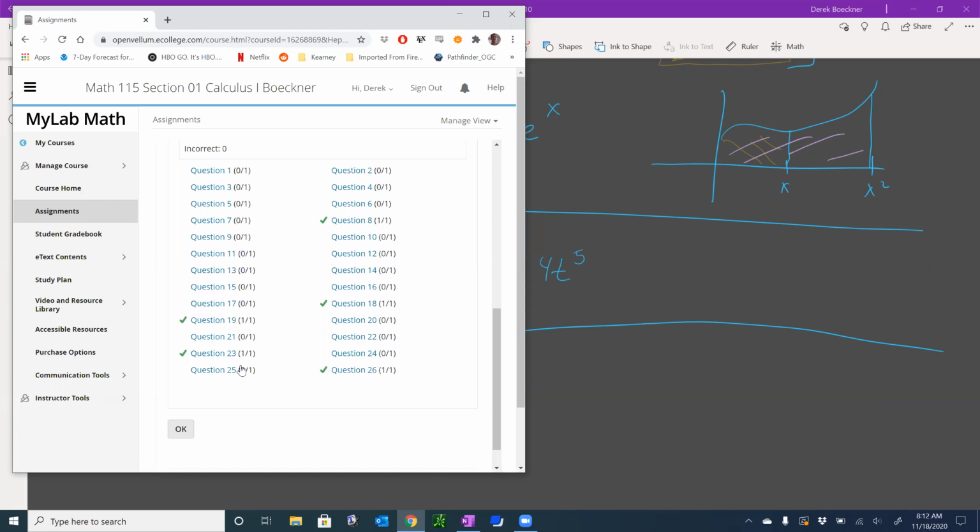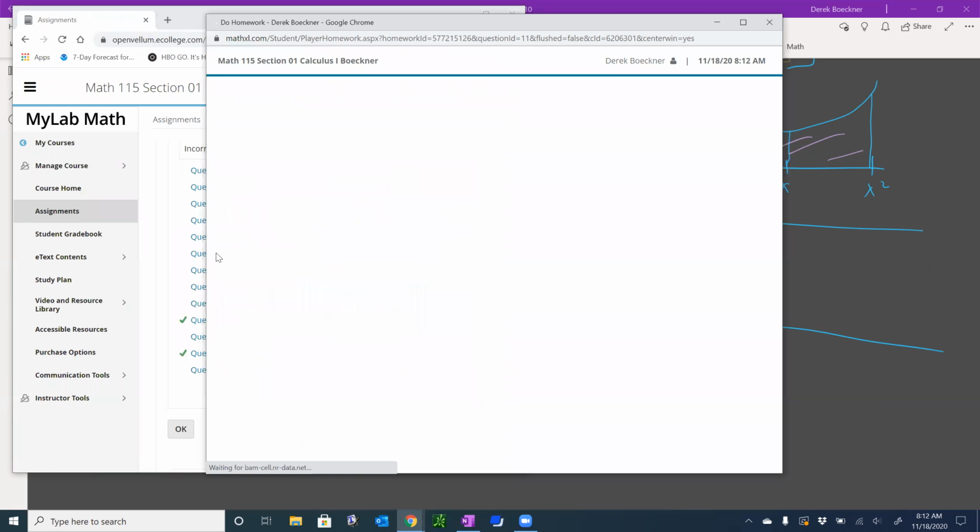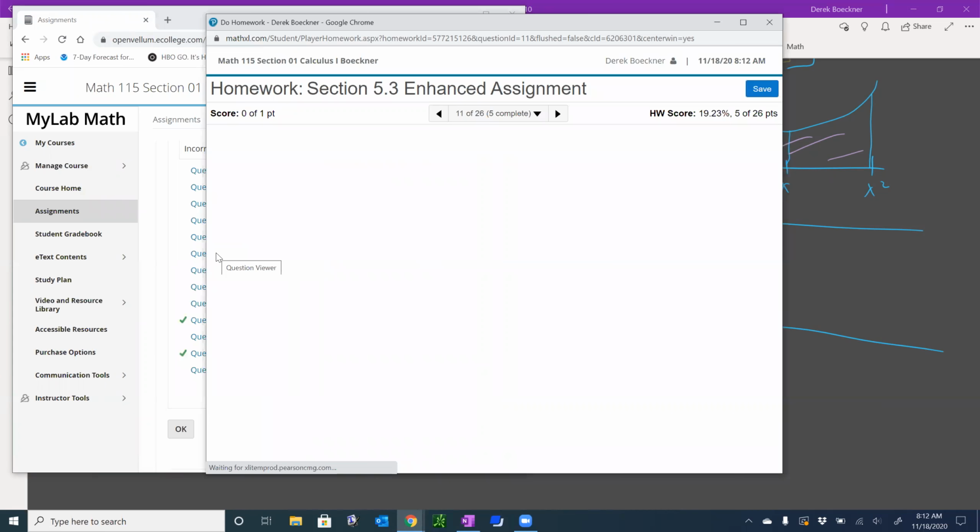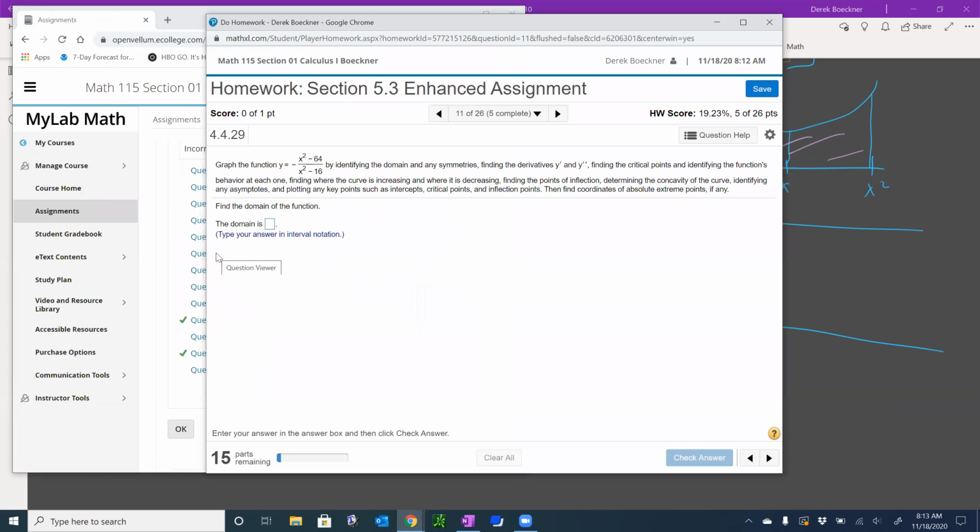11. x squared minus 64. x minus 16. Oh, for the next one.